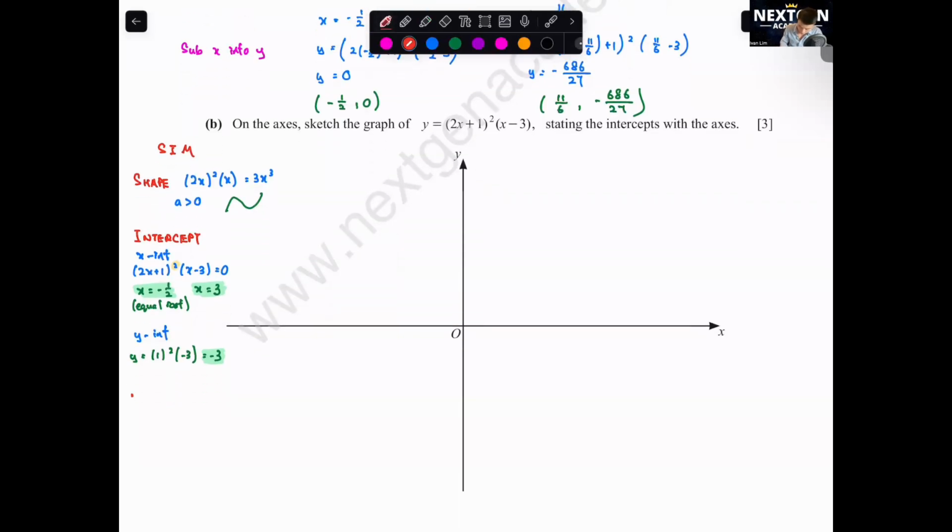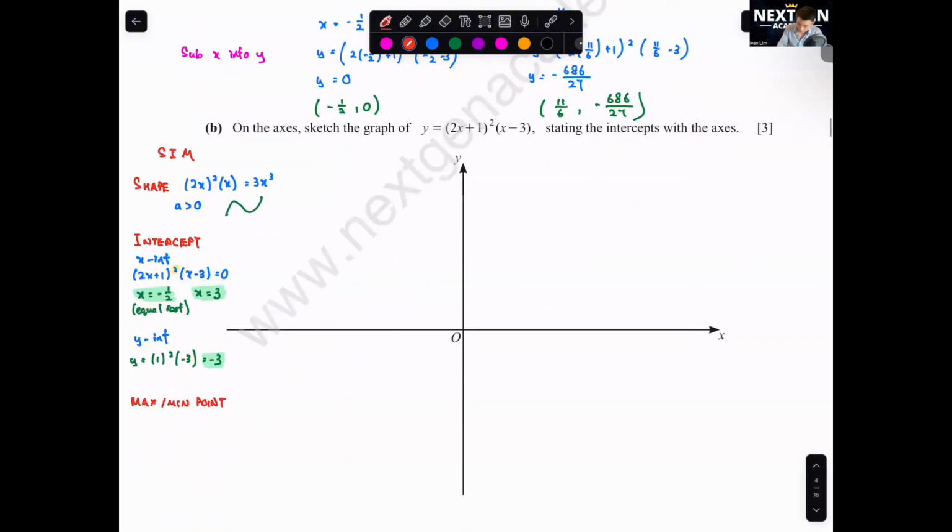I will just write down also your maximum or minimum point, which is what we found just now from the previous question: negative 1 over 2, 0, and 11 over 6, negative 686 over 27. So you need to label these 3 down. Try your best to label as accurate as you can. So we start with the x-axis. Let's say this one is 1, 2, 3. This one is 1. So I will put here 3. Then here is negative 0.5.